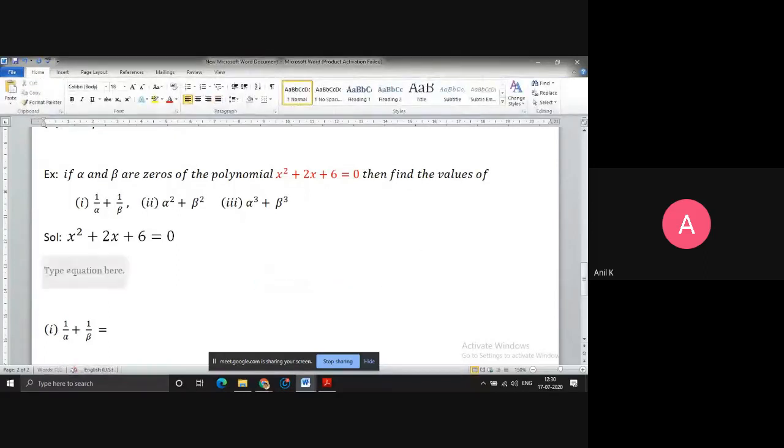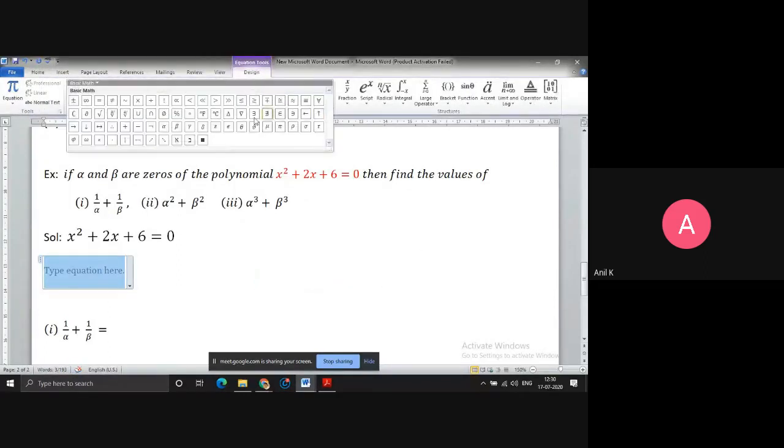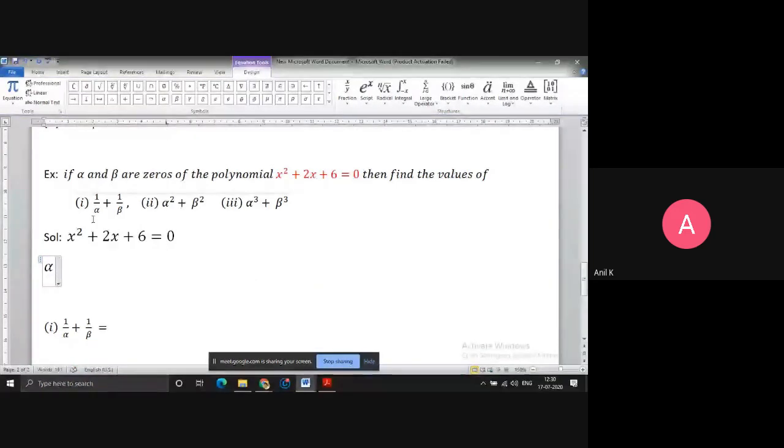I need two values here. One is alpha plus beta value. Alpha plus beta value formula is minus b upon a. This was the formula, minus b upon a, which equals minus b value. In ax square plus bx plus c, b value is going to be 2, upon a value is 1. The coefficient of x square is 1. So which equals minus 2. Alpha plus beta value is minus 2.